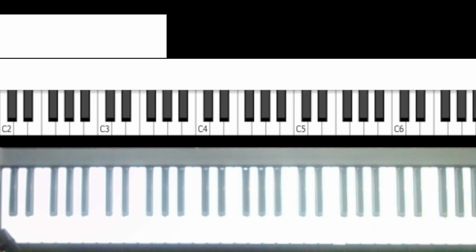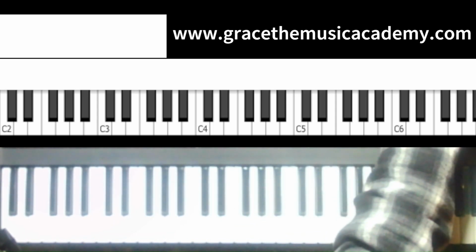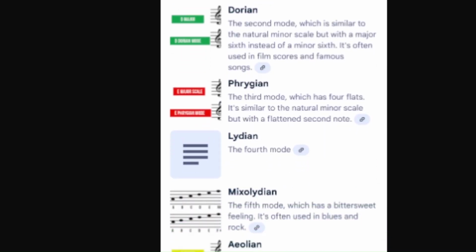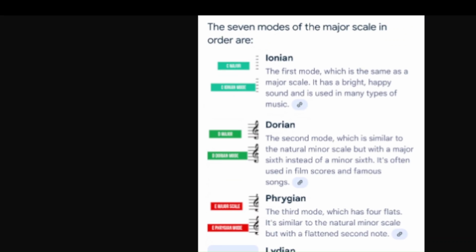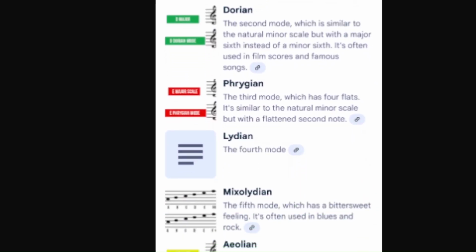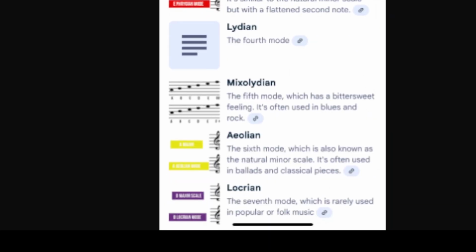Okay, we're back. We're going to start with the next mode. We just did Lydian. So you got Ionian, Dorian, Phrygian, Lydian. The next one is going to be the Mixolydian, the fifth mode, which has a bittersweet feeling. It's often used in blues and rock.